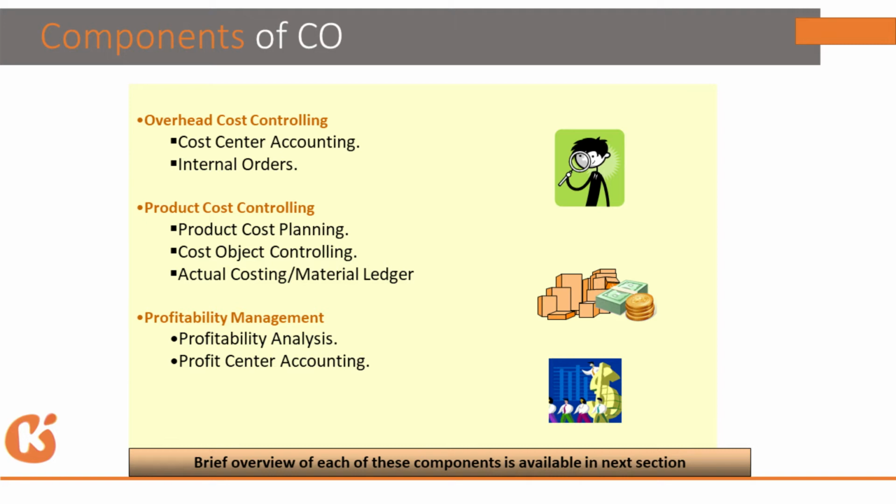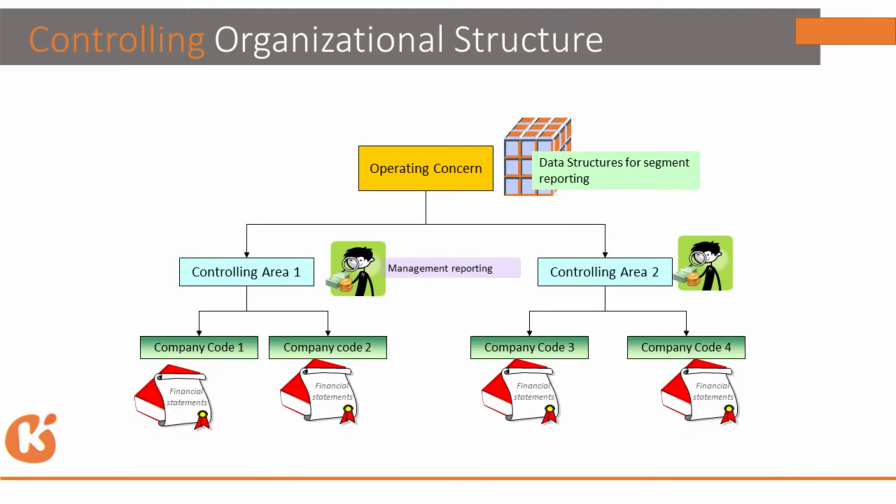Now coming to the org structure. Okay, as you know, the highest level of org structure is operating concern. So operating concern, basically when you start working in COPA, the first thing you need to create is the operating concern. And under operating concern, you will have a controlling area. You can have multiple controlling areas assigned to a single operating concern. And under one controlling area, you will have multiple company codes.